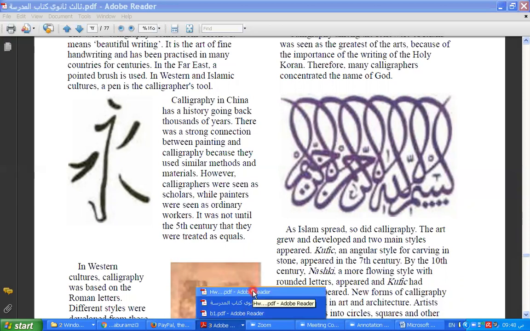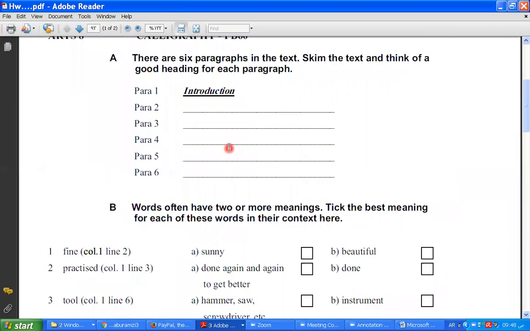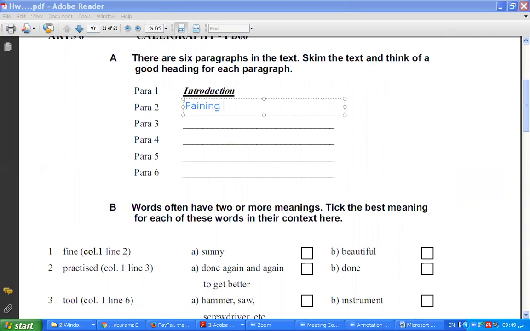But there's a different point here. Let me share it with you. You can say painting. Make it short because usually the title is short. Painting and calligraphy, meaning the relationship between painting and the art of calligraphy. So I think this is a good topic also.